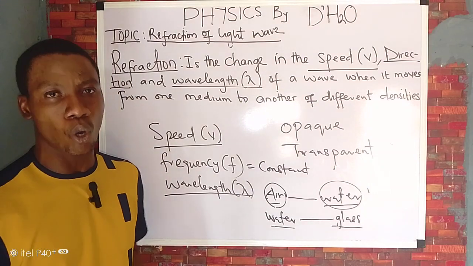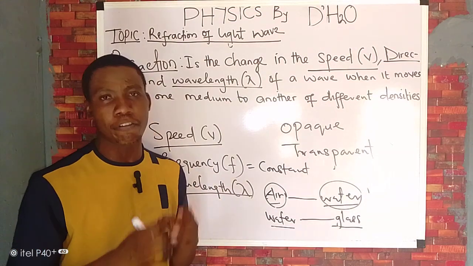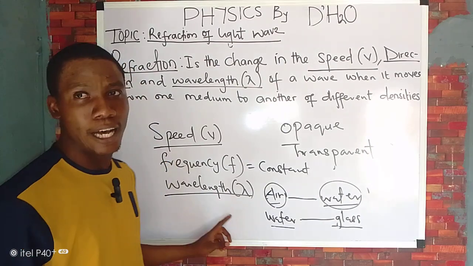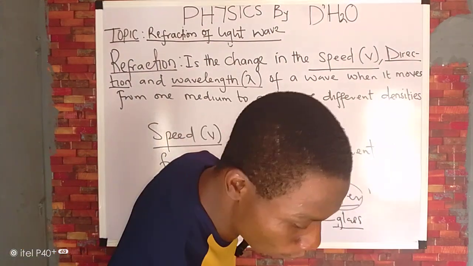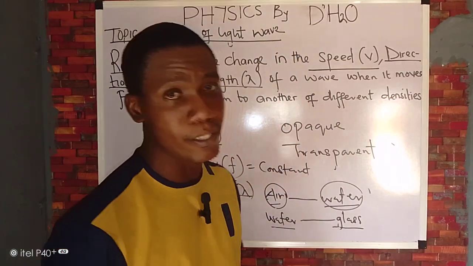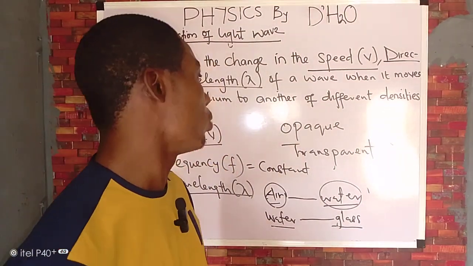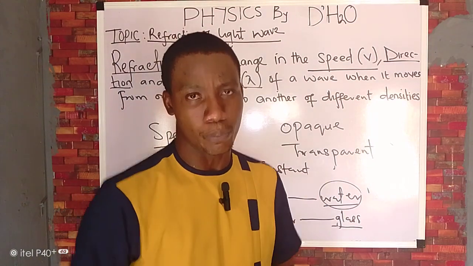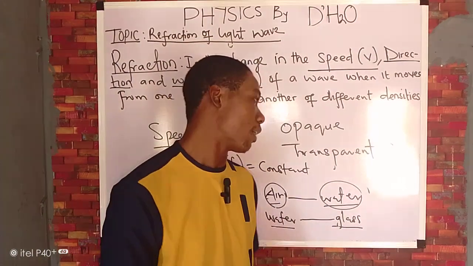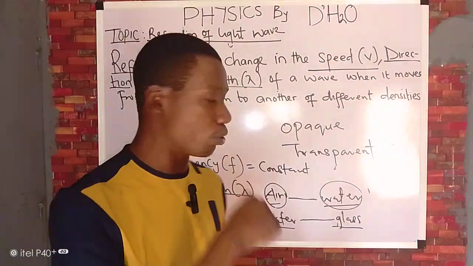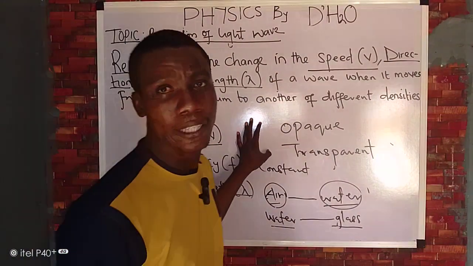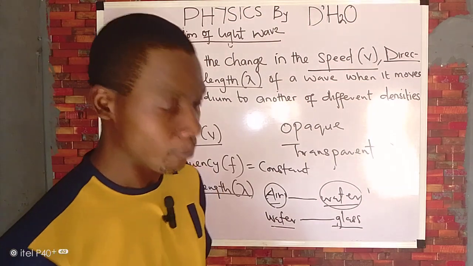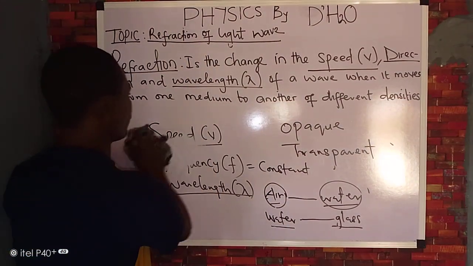So we are going to be looking at the refraction of light on a triangular glass prism, and on a rectangular glass prism. We have refraction of light in a triangular glass prism. We have refraction in a rectangular glass prism. But for today's class, we are going to be looking at the refraction of light wave in a rectangular glass prism. Okay?